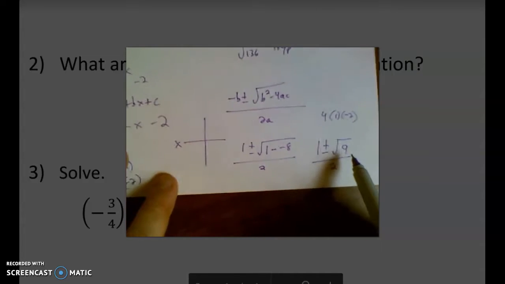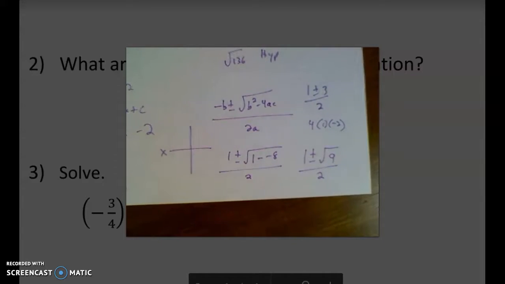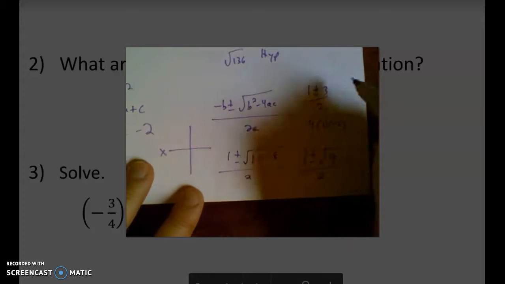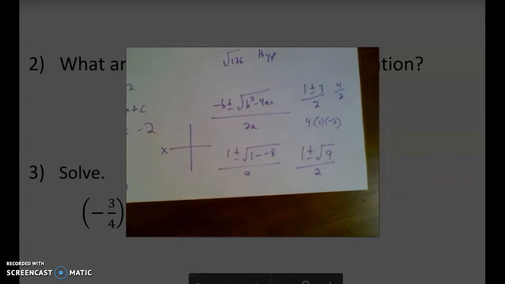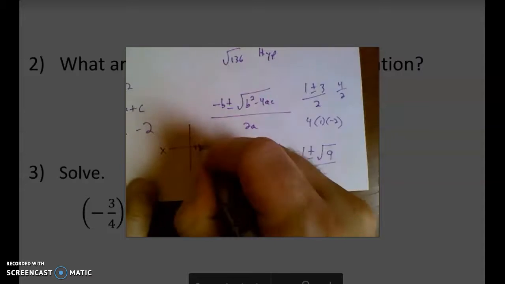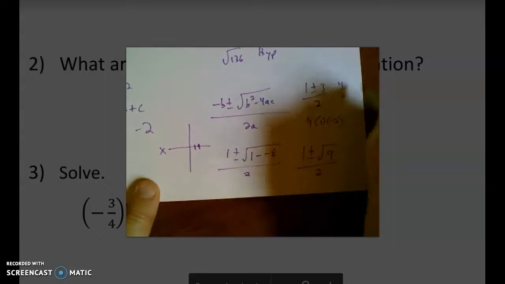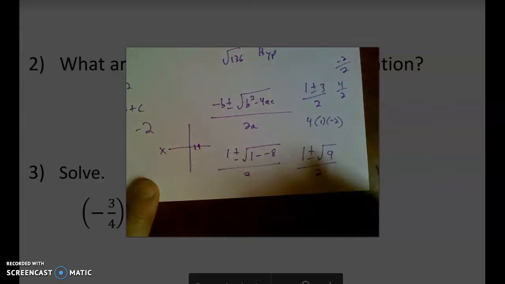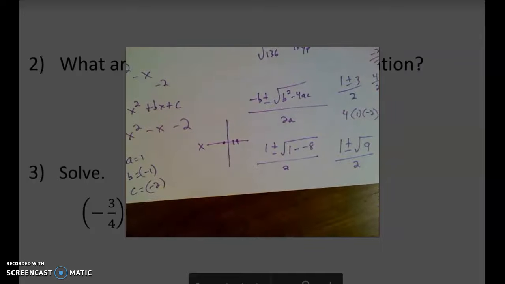Square root of 9, of course, is just 3. So I'll write that up here, 1 plus or minus 3 divided by 2. And now I get both answers. So 1 plus 3 is 4. Divided by 2 means 2 is one of my x-intercepts. And if I subtract, 1 minus 3 is negative 2, divided by 2 is negative 1, which is the other x-intercept.